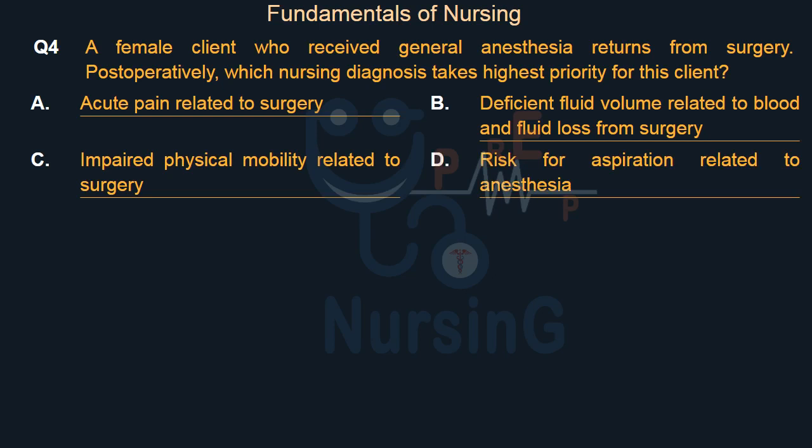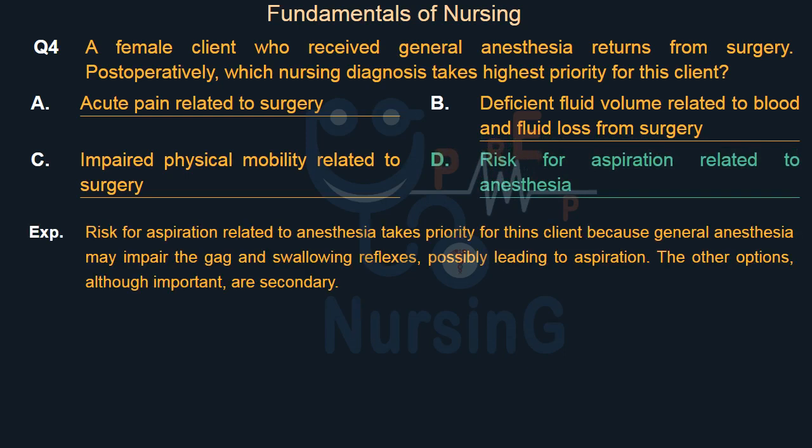Right answer is Option D. Risk for aspiration related to anesthesia. Risk for aspiration related to anesthesia takes priority for this client because general anesthesia may impair the gag and swallowing reflexes, possibly leading to aspiration. The other options, although important, are secondary.